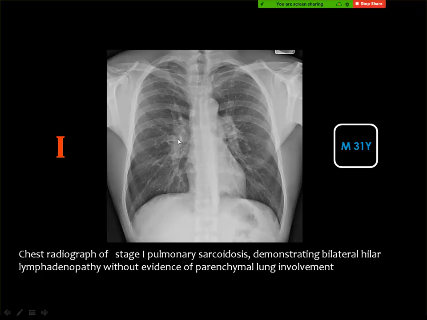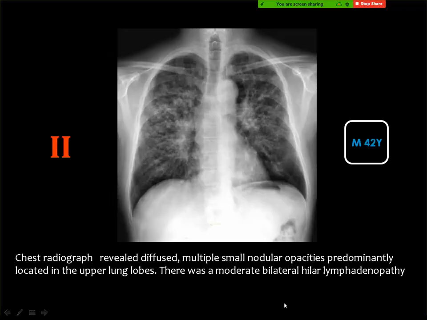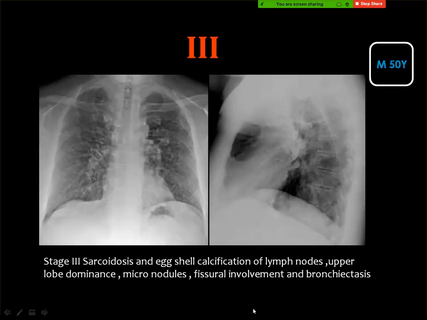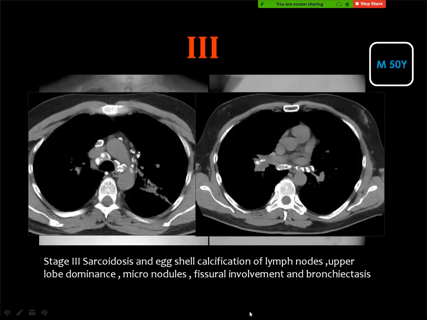You get bilateral symmetrical enlargement of the hilar shadows with almost clear lung fields. And this is stage 2. You see enlargement of the hilar shadows with reticulonodular opacities in the lung fields. And this is stage 3, where you get opacities in the lung without mediastinal lymphadenopathy. And here you see that the lymph nodes are very small and they are totally calcified. And this is one of the classic appearances of sarcoid nodes.